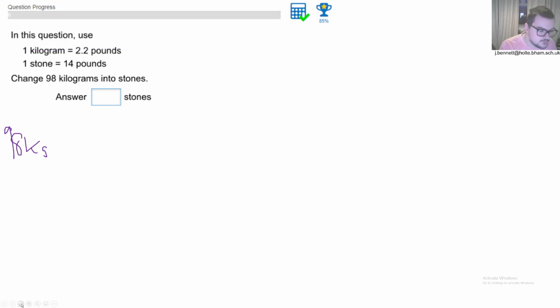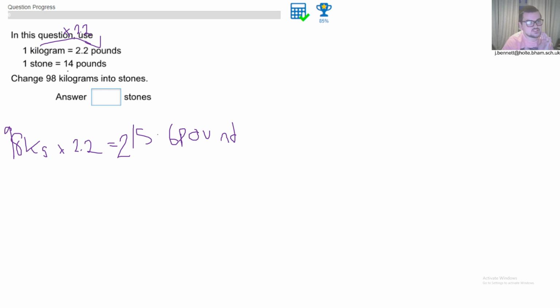So if for every 1 kilogram you have 2.2 pounds, we need to multiply this by 2.2 to get to pounds. 98 times 2.2. Because how do we get from kilograms to pounds? How do we get from 1 to 2.2? You multiply by 2.2. This gives us, because I've just got on the calculator, 215.6. Now, this is pounds. We don't want pounds, we want stone.